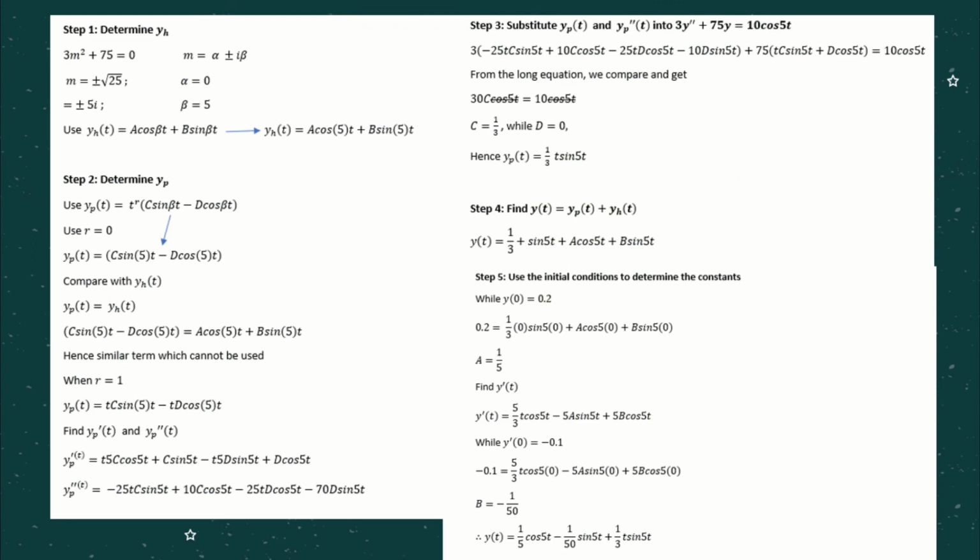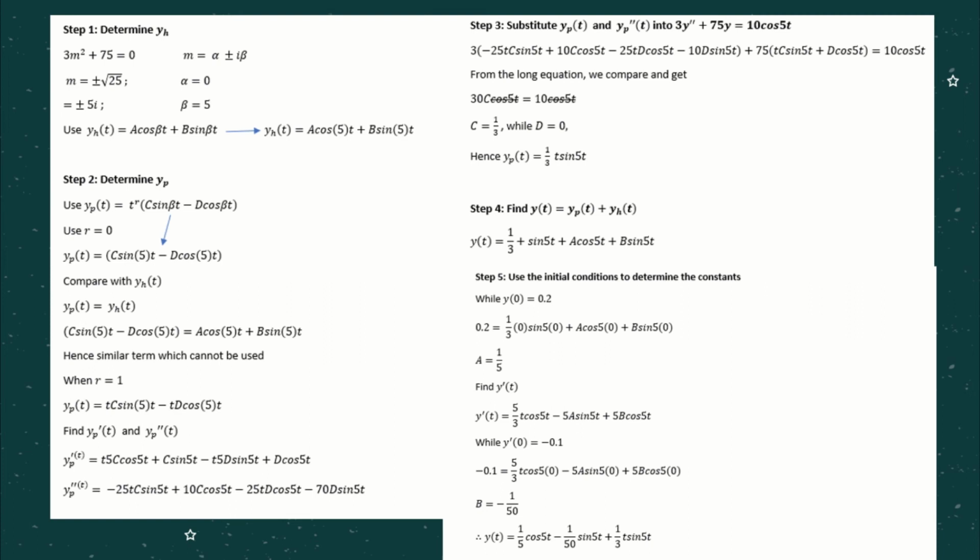Step 1, we need to determine yh. From 3m squared plus 75, we factorize and get the m value, which is positive and negative 5i. From the m value, we know that this is a complex number. Then we use yh equal to a cos beta t plus b sin beta t. We replace beta with 5 and get yh equal to a cos 5t plus b sin 5t.